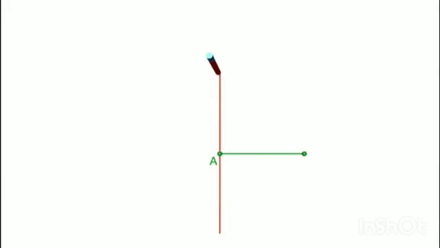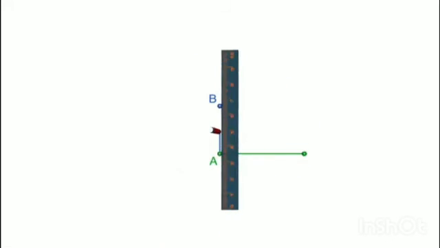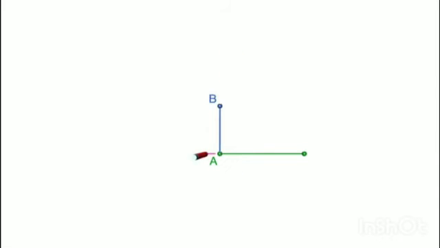First of all, let us draw a line without any measurement. Now from one end, draw a perpendicular. And mark a point 3 centimeters away from A. Let it be B. Now join AB. AB is 3 centimeters.